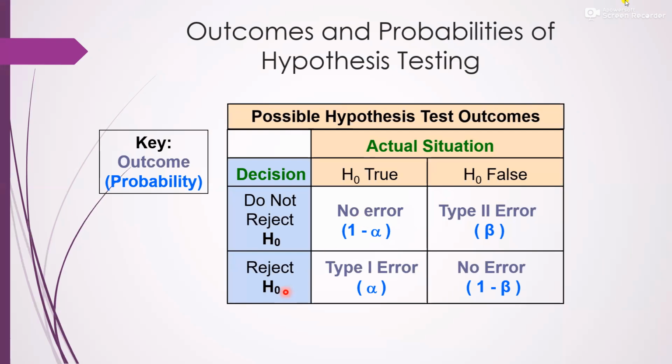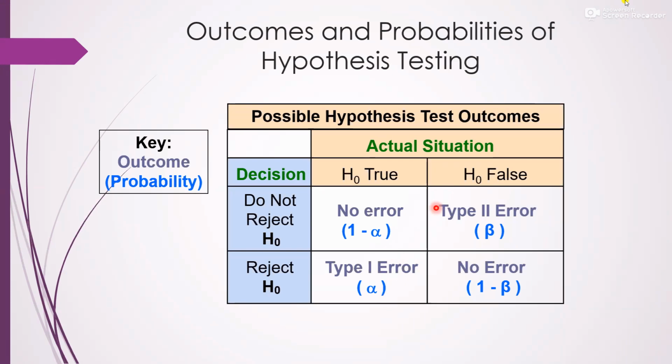Similarly, H naught is rejected when H naught is false, no error. But when H naught is false and it's not rejected, then a type 2 error will occur. The probability is denoted by beta. When H naught is true and it's rejected, then a type 1 error will occur. That is denoted by alpha, the level of significance.